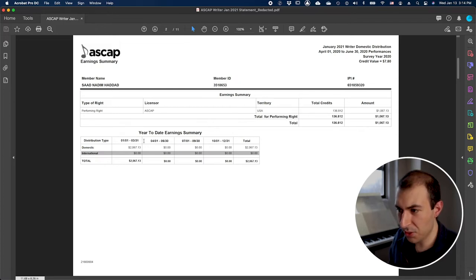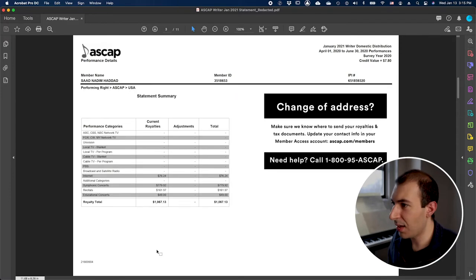Right here is my year-to-date earnings summary. And you see here that for, of course, 2021, this is the first statement. So you're gonna see $2,067.13 in this domestic area. And then you'll see zero for the rest of the way, of course. This is the second week of January.